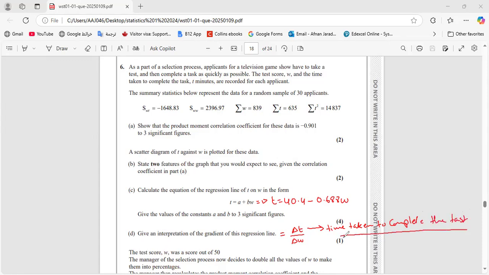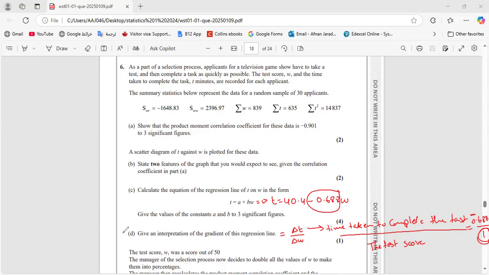And W, which is the test score. Where is the gradient here? The gradient is the coefficient of W, so this one, which is 0.688 over 1. So as the test score increases by 1, the time will decrease. This one's negative. The time will decrease by 0.688 minutes.